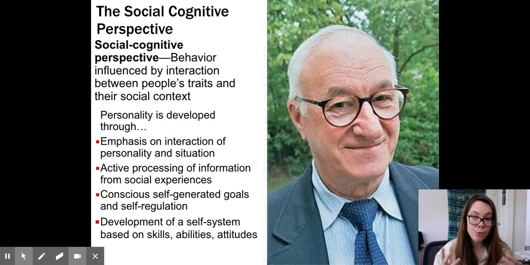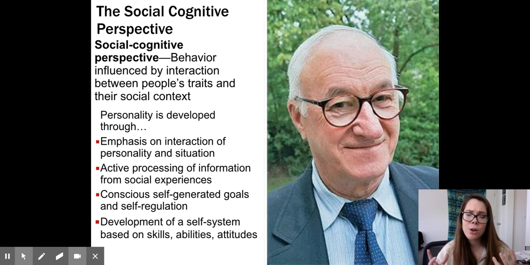He believed personality is developed through four things. First, an emphasis on the interaction of personality and situation. It all depends what situation you're in. If you're in a situation at work, you could respond differently than in a situation at home. Second, active processing of information from our social experiences. We react with our personality from what we've already experienced. Let's say one of our partners cheated on us a long time ago. Our personality will remember that, and it could affect our future situations with trust. There's an interaction between the information we've already learned and how it shows later on.